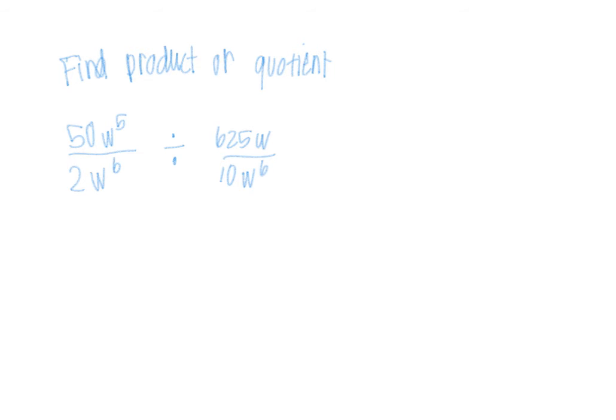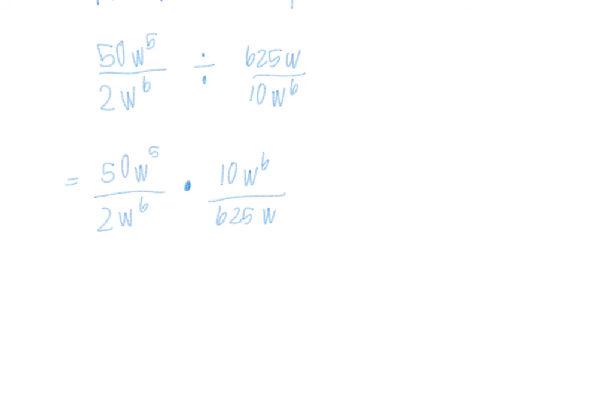First thing I'm going to do is rewrite this division problem as a multiplication problem, and what you can do is change the sign and flip the second fraction. Okay. Now, I'm going to simplify each individual fraction. 50 over 2 simplifies into 25.